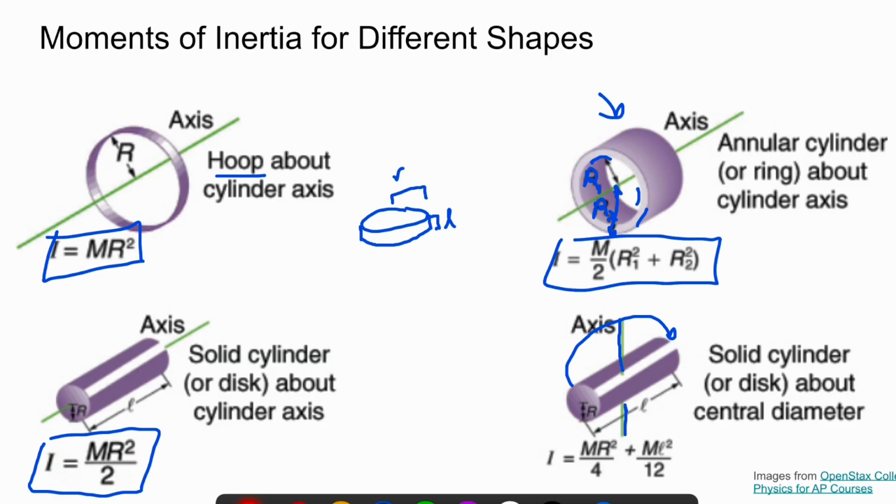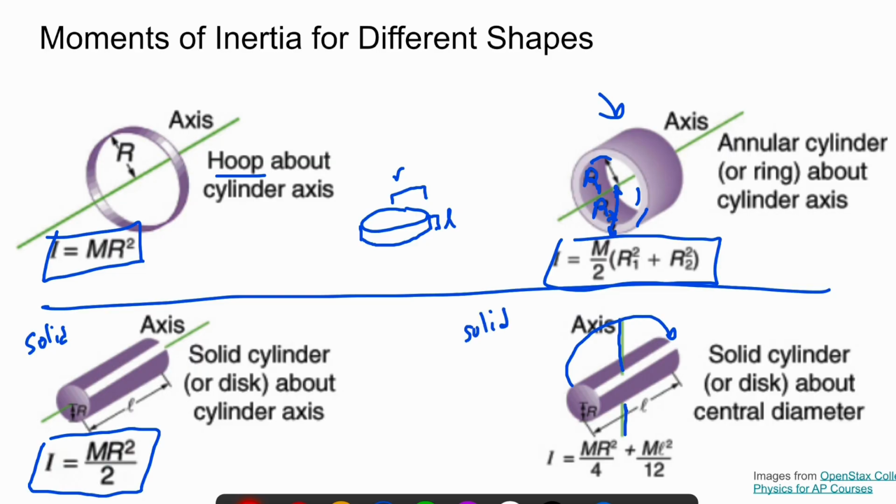And so what's key to note here is that our axis of rotation matters, right? So if we take a solid cylinder, both of our bottom ones are solid cylinders, but if we rotate around a different axis, if we rotate around the center of that circle, we end up with a moment of inertia of 1/2 mr squared. But if we rotate around the center of its length, the middle of its length, we get a moment of inertia that equals mr squared over 4 plus mass times the length squared divided by 12.